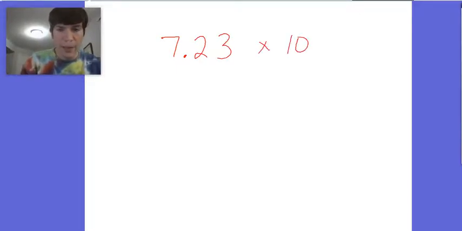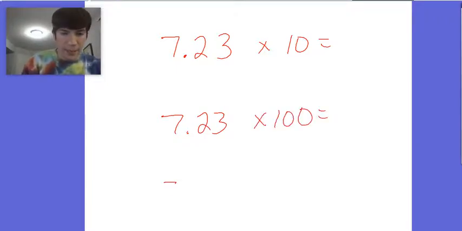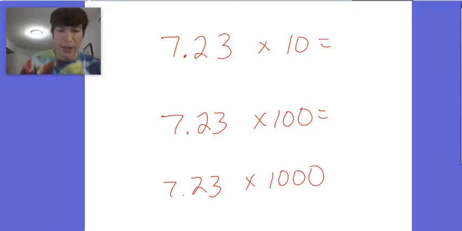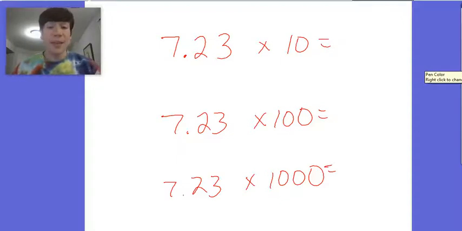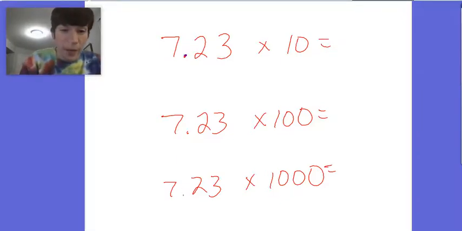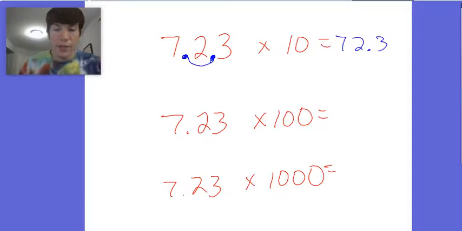We'll take this number, 7 and 23 hundredths, and we'll see what it would look like to multiply it by 10, 100, and 1,000. So if we look at what we just learned, 7 and 23 hundredths times 10 would be the same as taking this decimal and moving it over once to the right, which would be 72 and 3/10, because we moved it over once.